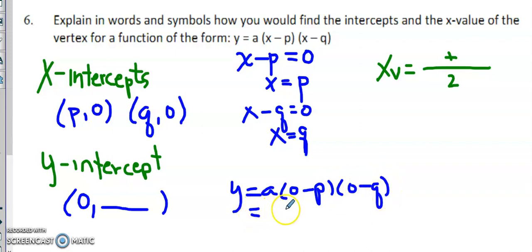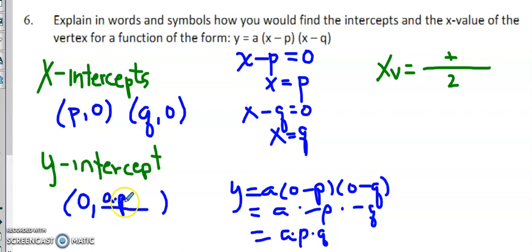What I end up with is a times negative p times negative q. And since I have two negatives under multiplication, the answer is going to be positive, a times p times q. So in factored form, if I know the value of my p value and my q value, and then my a value is here in front, if I take those three numbers and multiply them together, that will tell me where the y-intercept is going to be.